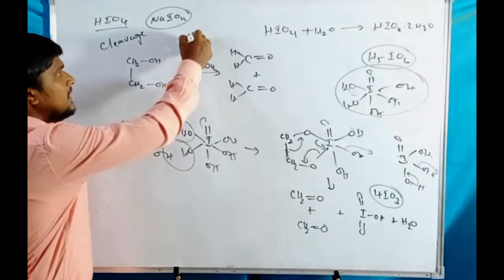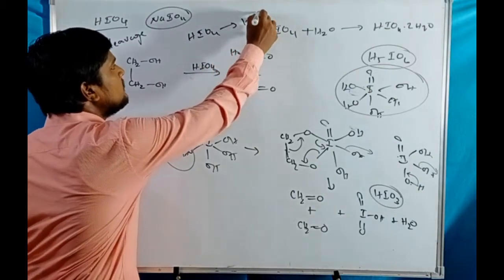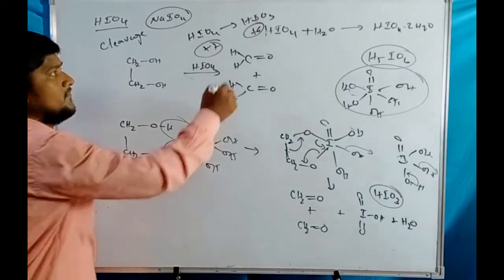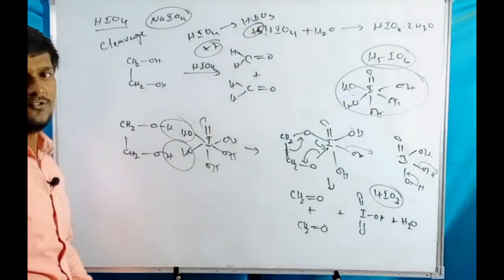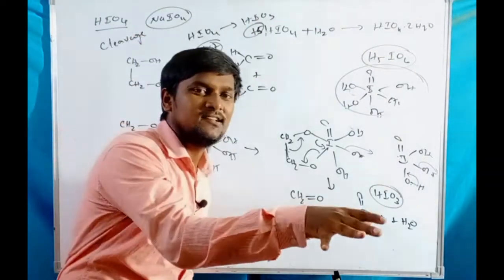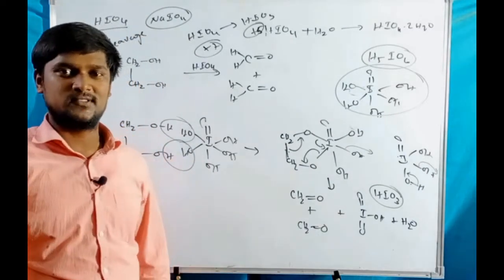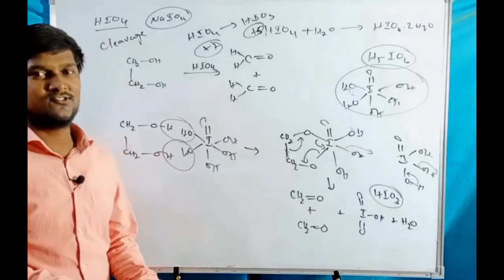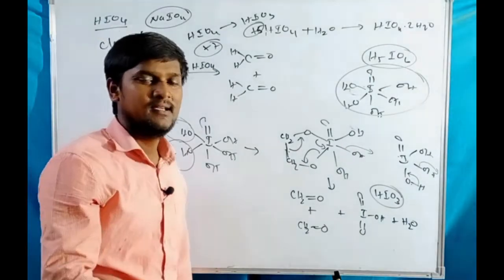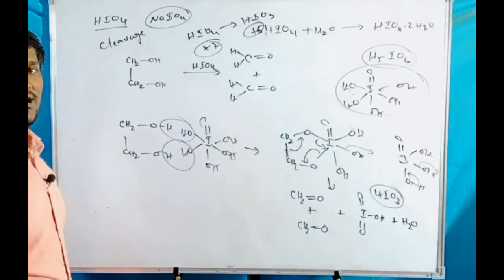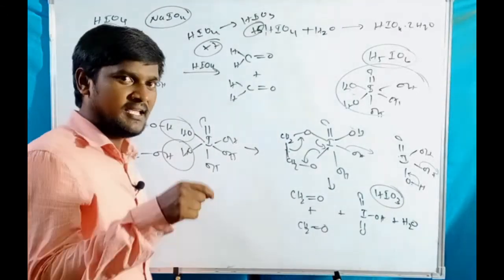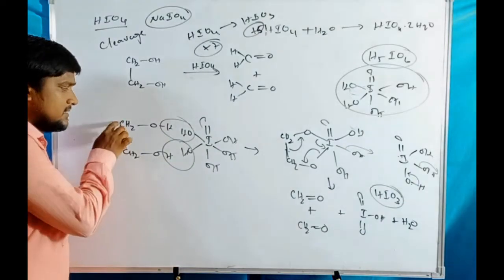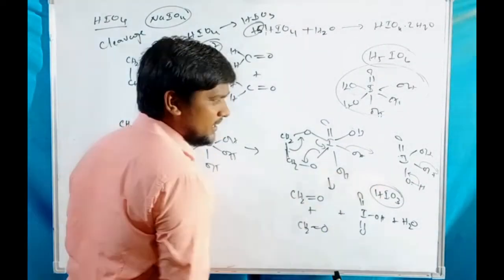Now we take HIO4 and convert it into HIO3, which indicates the plus 7 oxidation state converts into plus 5. The oxidation state decreases, which is called a reduction process. Itself it reduces, but it oxidizes others, that's why it is called an oxidizing agent. So here HIO4 can play the role of an oxidizing reagent. 1,2 diols can convert into the corresponding aldehydes.